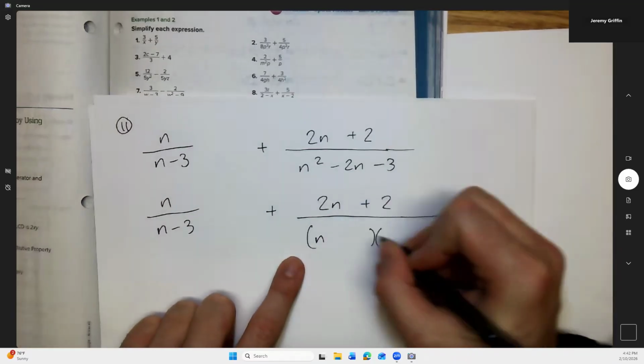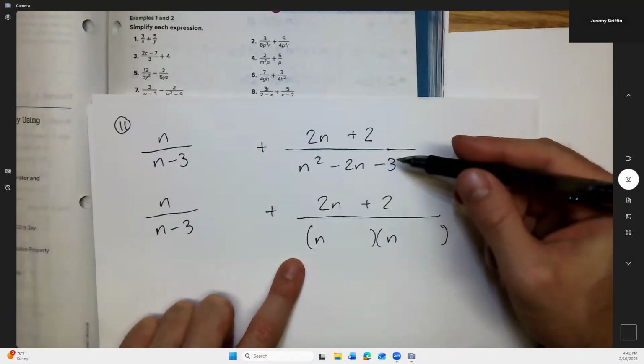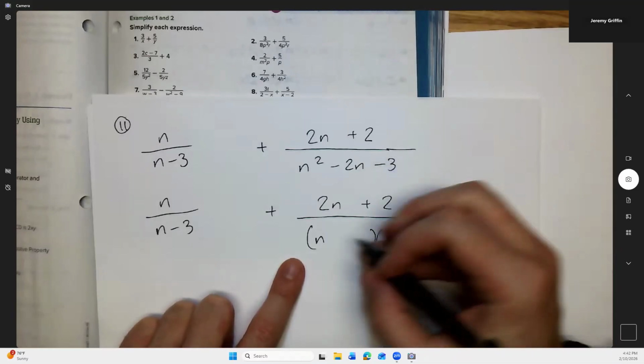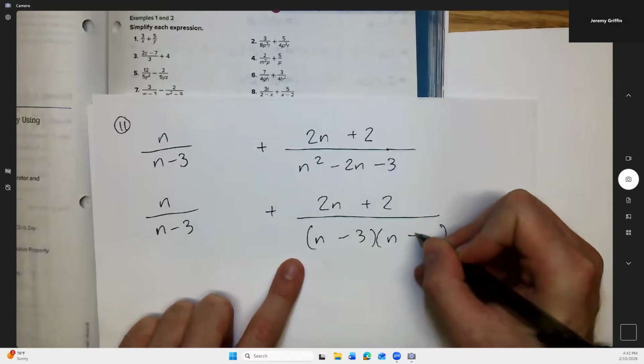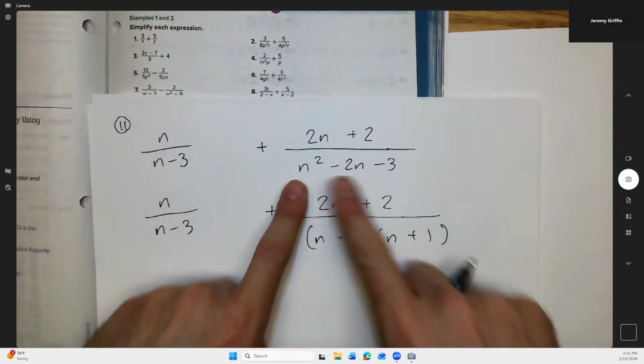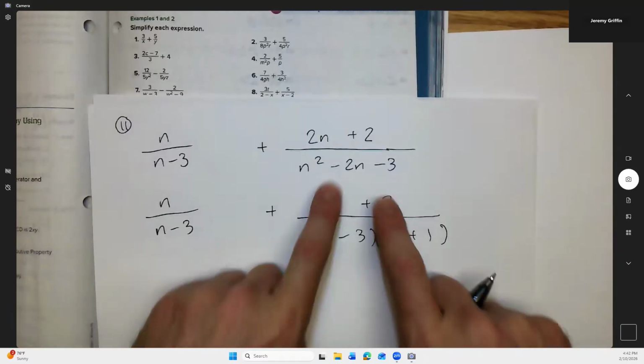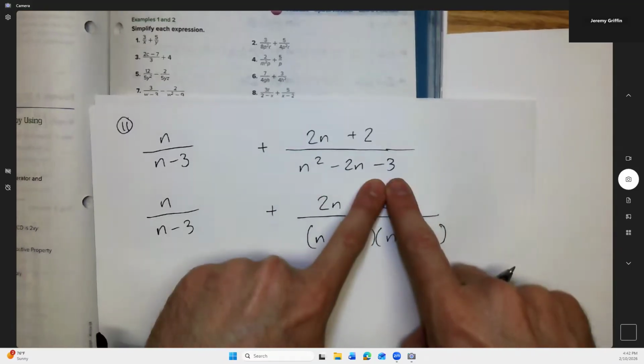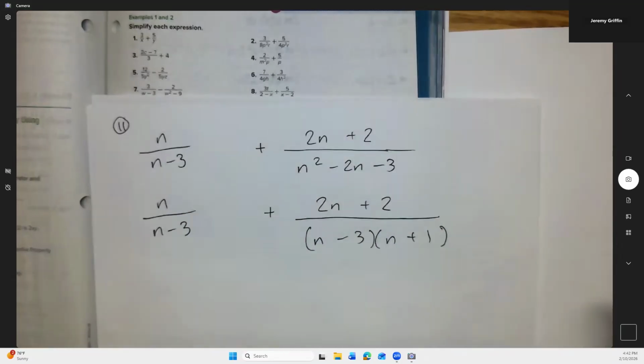I need an n and an n. Okay, two numbers that multiply to be -3 and add to be -2. Well, it's got to be -3 and plus 1. So n squared, bing. n minus 3 and n plus 1. Bing. -3, bing. Yeah. So, okay.